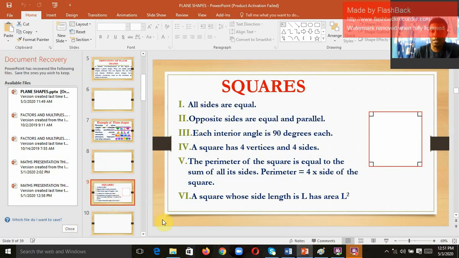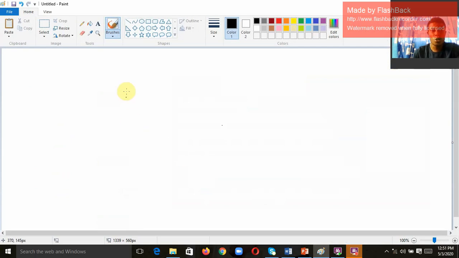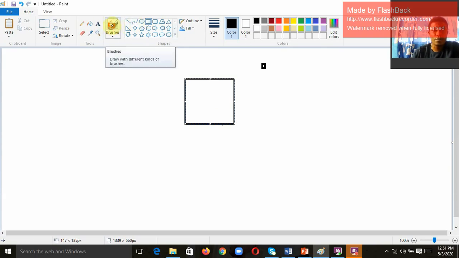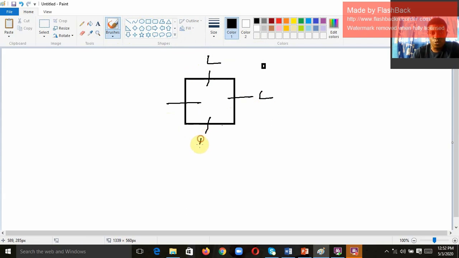Let's look at it on our white marker board. Let me illustrate this on the white marker board. So let's take, for instance, that I have, okay, so this is a square. Now what I'm trying to do is show that all the sides are equal. So if this is length, this is also length, this is also length, this is also length. That's for a square.